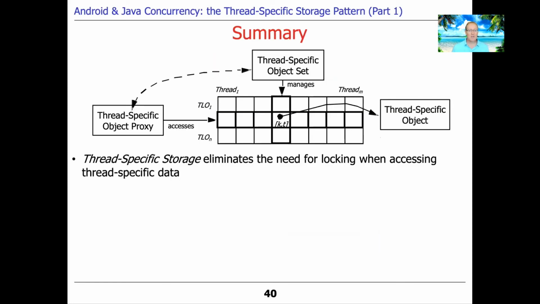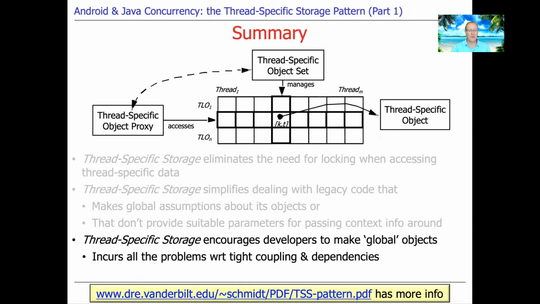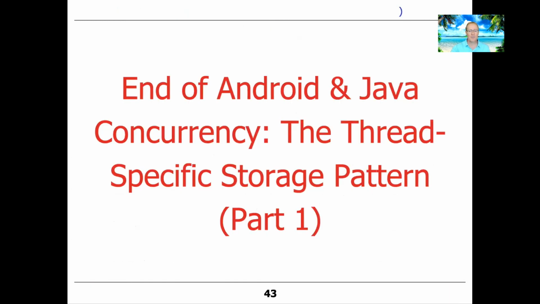So to wrap up, thread-specific storage eliminates the need for locking when you access data that is inherently thread-specific, and it simplifies legacy code because you don't have to pass parameters everywhere, so you just make method calls or use macros, and you can access things that look global but in fact are implemented in a thread-specific way. The downside, of course, with that is it encourages people to use global objects, at least logically global objects. They're not physically global, but they look global. And that leads to some problems with respect to tight coupling and dependencies and so on and so forth.